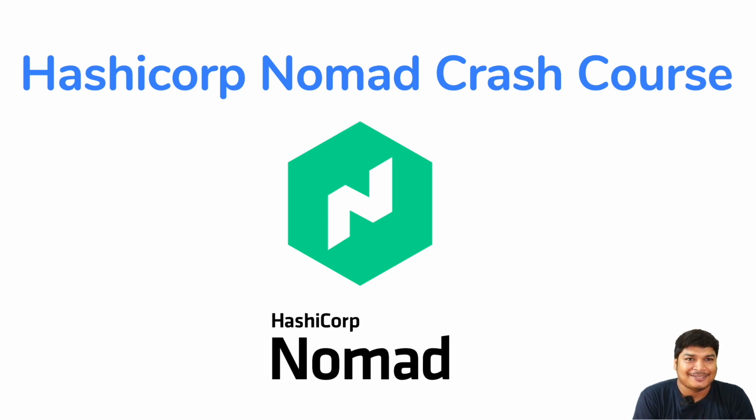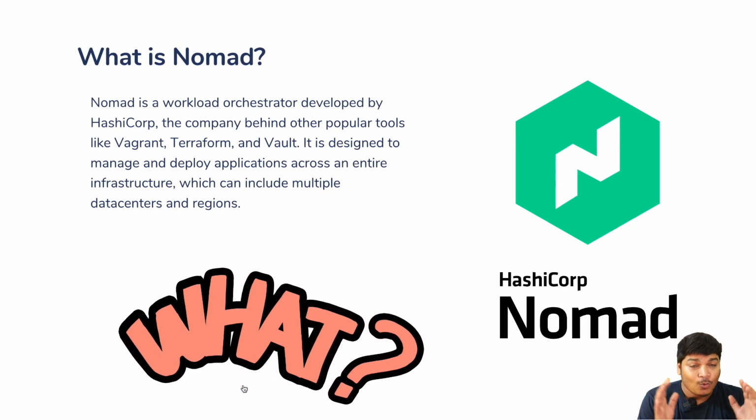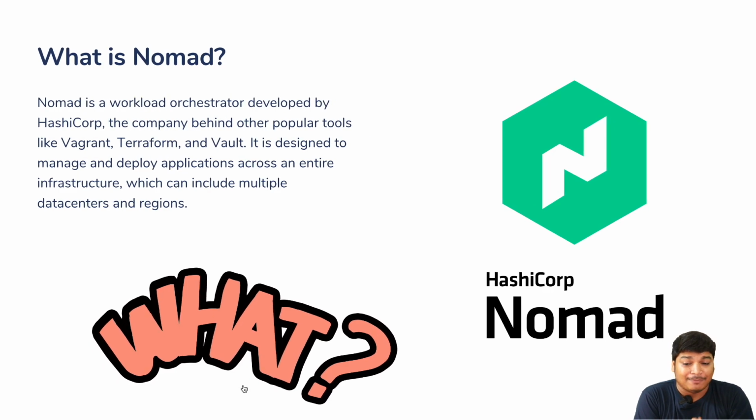And now let's get started. So let me introduce Nomad. So what exactly is Nomad? Nomad is a workload orchestrator developed by the company HashiCorp, and this company is also behind other popular tools such as Vagrant, Terraform, and Vault. So many great things they have done. It is designed to manage and deploy applications across an entire infrastructure, which can include multiple data centers and regions. So you have that level of scalability and span.